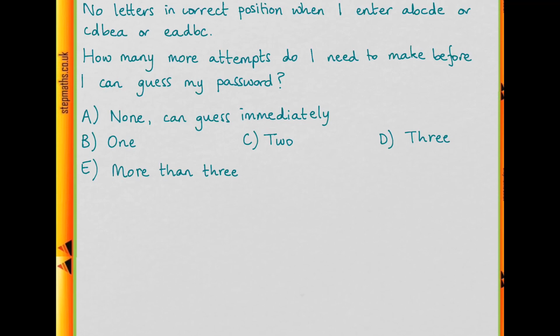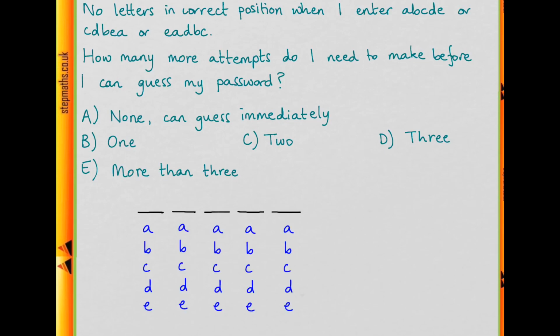Okay, so let's do some eliminating. If no letters are in the correct place when I enter A, B, C, D, E, then we know the first letter isn't A, the second isn't B, the third isn't C, and so on. And if it's not C, D, B, E, A, then we know the first letter isn't C, the second isn't D, the third isn't B, the fourth isn't E, and the last isn't A. And if none are correct in E, A, D, B, C, then the first isn't E, the second isn't A, and so on.